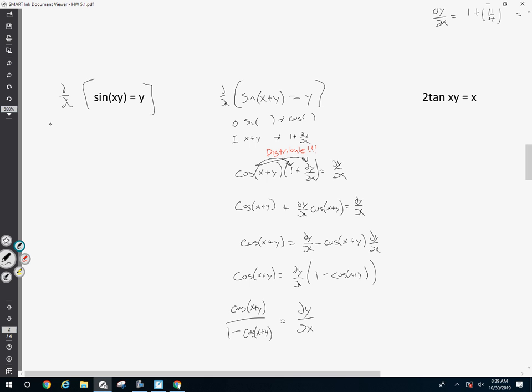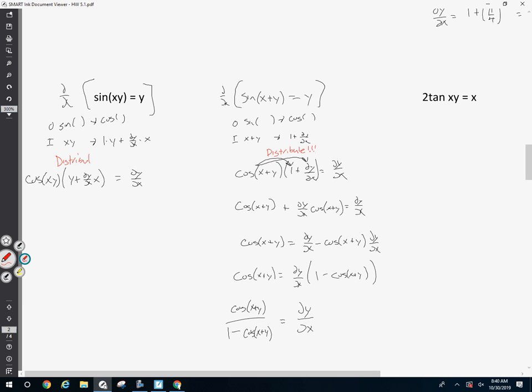Now, here, watch how it's going to be a little bit different. Sine, the inside is xy. The derivative of sine is cosine, and for the derivative of xy you need to use the product rule: derivative of x times y plus the derivative of y times x. So I'd have cos(xy) times (y + dy/dx x) equals dy/dx. Just like the previous one.